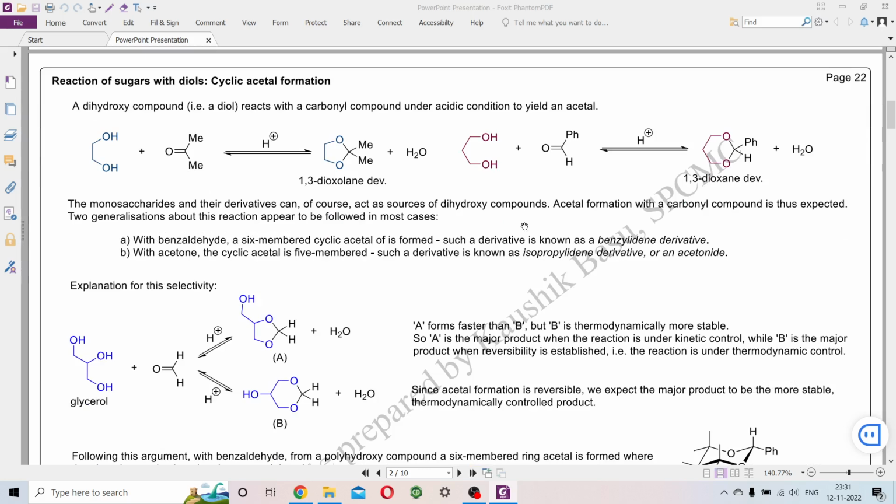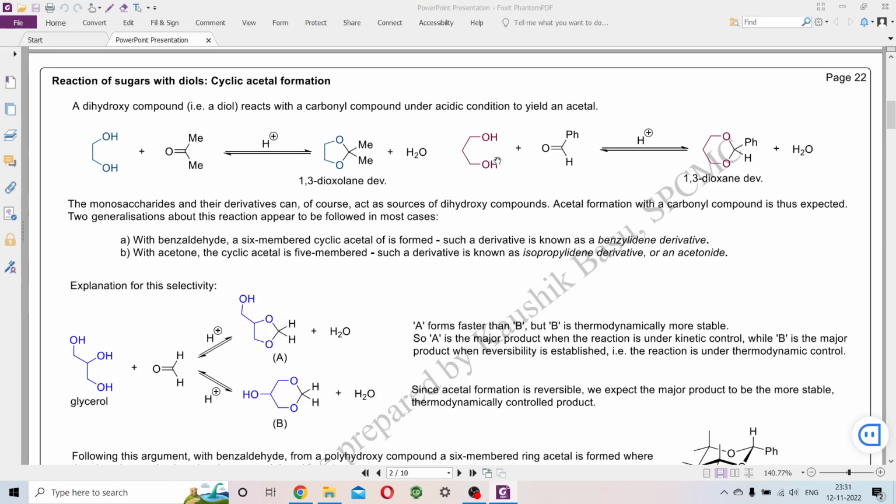If you have a 1,3 or a 1,2 diol, then it is a known reaction that they react with carbonyl compounds to form cyclic acetals. If you take a 1,2 diol like ethylene glycol, then with a carbonyl compound like acetone, it forms a cyclic 5-membered acetal, which is known as the 1,3 dioxolane derivative.